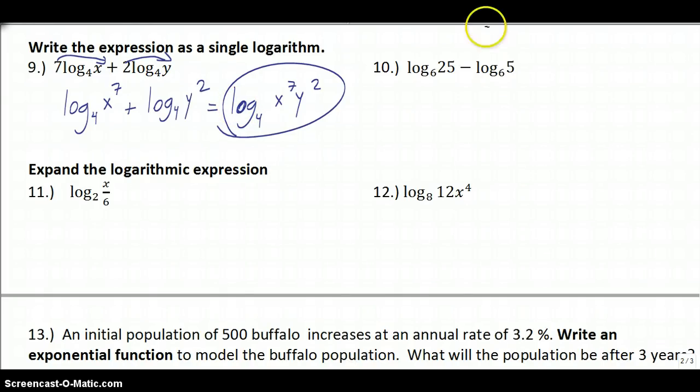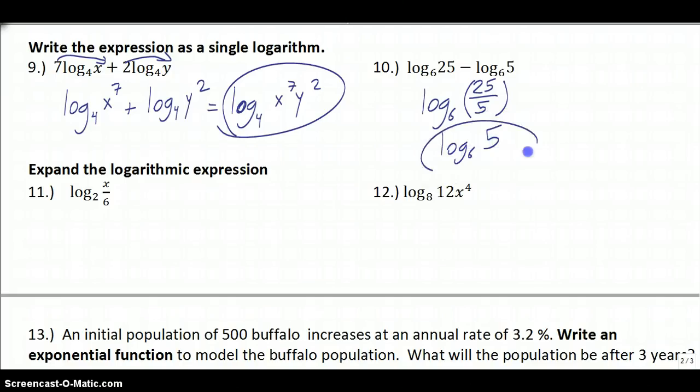Okay. Same with this one, log base 6 of 25 minus log base 6 of 5. So we're going to move them into the same log. Now, because it's subtraction, instead of multiplying, you're going to be dividing. Notice this time it didn't have any powers to deal with up front. Anyway, 25 over 5 is, of course, 5. So there it is. Single log.